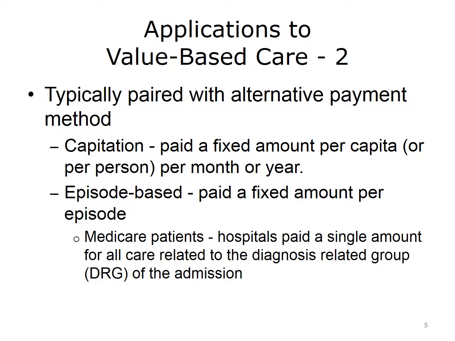alternative payment model. A version of this is the idea of capitation, paying a fixed amount per capita or per person, per month or year. Another version is episode-based payments. In these arrangements, providers are paid a fixed amount per episode. For example, an episode may exist from the beginning stages of a knee replacement through recovery. For Medicare patients, hospitals are paid a fixed amount for all care related to the diagnosis-related group, or DRG, of the admission. This is similar to episode-based payment, but is limited to only the hospital costs of the current stay.